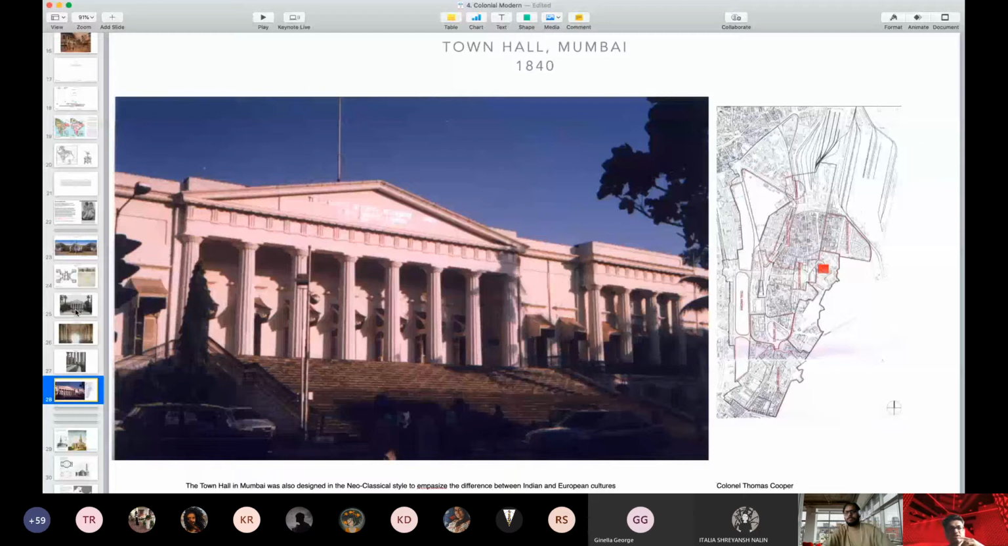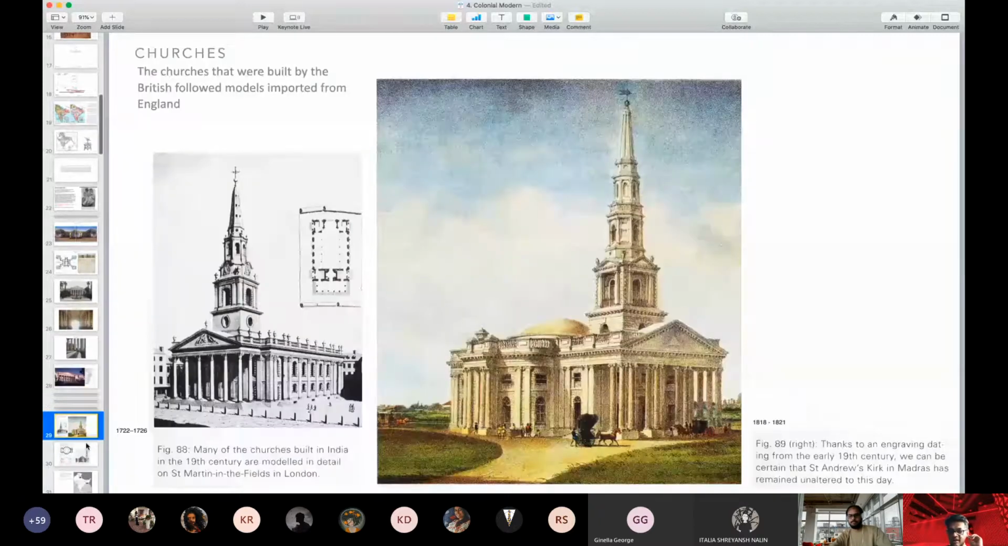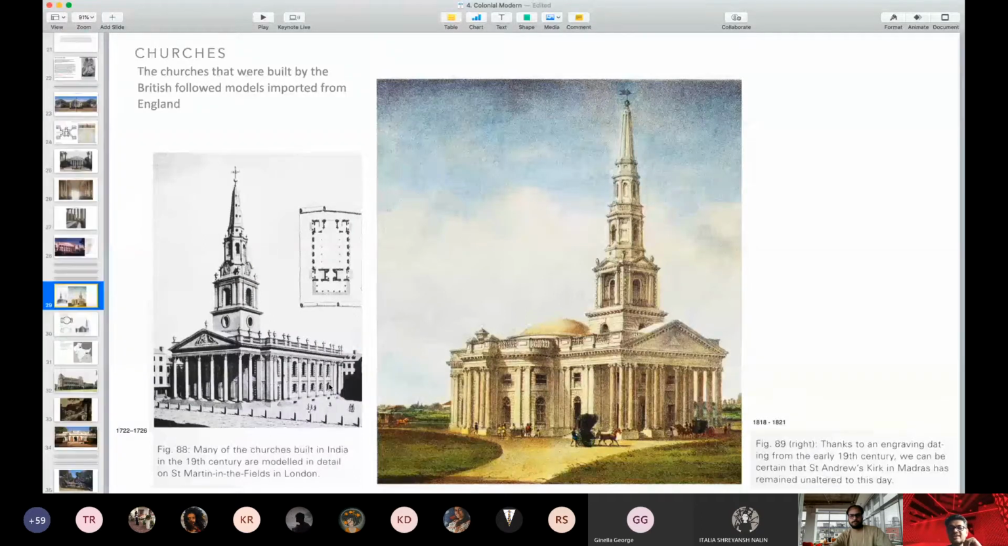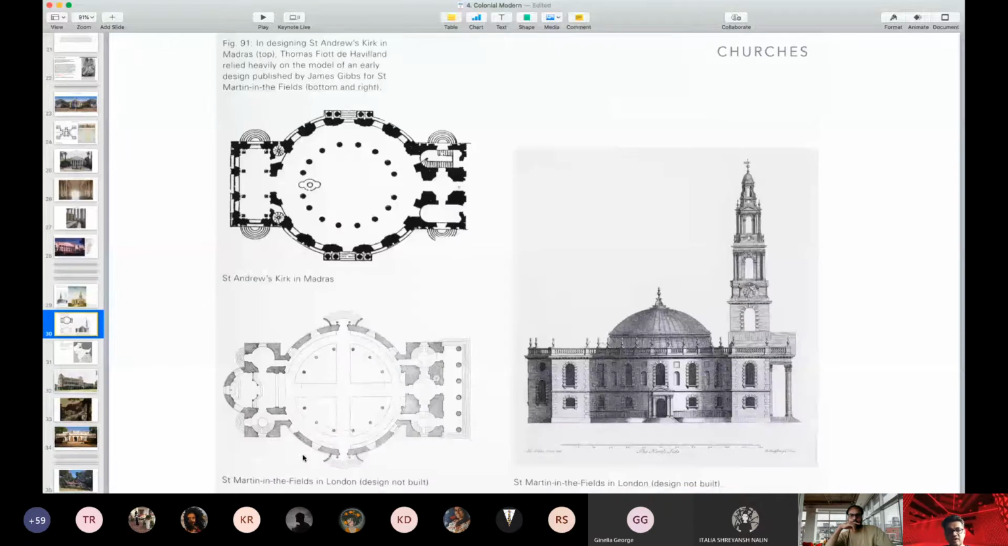What are the other buildings? Now, for example, they needed churches there. So this is the church that they designed in Chennai on the right, and on the left is the actual original church. The church in Chennai is an exact replica of a church built in London, called St. Martin in the Fields. So literally a whole building was simply replicated here. The West was replicated as a way to civilize India within, by replicating its architecture. This is the plan, and as you can see, the plans are also so similar. Up is St. Andrew's Church in Madras, and below is St. Martin in the Fields in London.